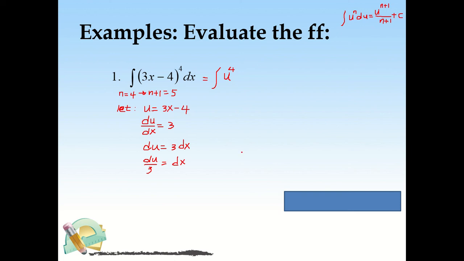So what we need to do now is replace dx, because we replaced this one by u, then we replace this in terms of du. So our dx in terms of du is simply du over 3. So this becomes du over 3. So is it now in the form of our general power formula?